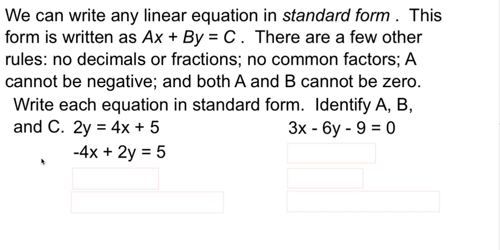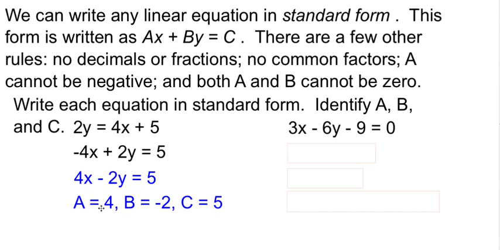But we have a problem in that the leading term, the a term, is negative, and we can't do that. So I'm going to multiply the whole thing by negative 1. And that gets me 4x minus 2y equals 5. Now we're ready to identify a, b, and c. A is 4, because it's what's on x. B is negative 2, it's what's on y. C is 5, it's over by itself.